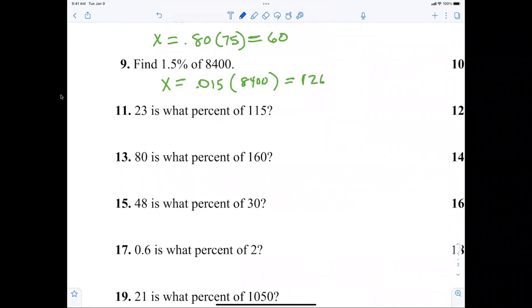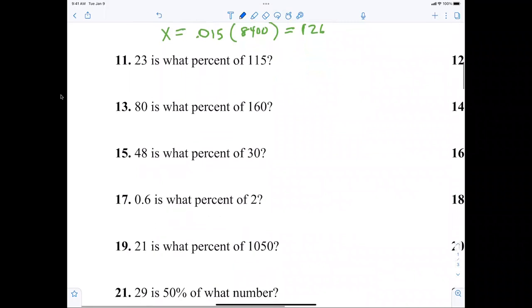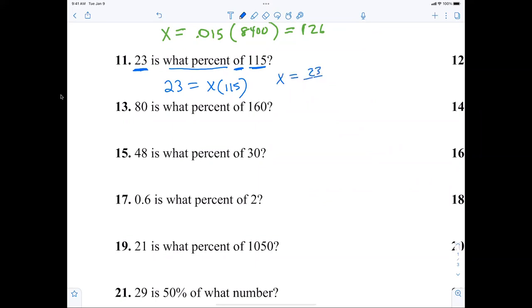But again, it's really simple. Sunshine, go ahead. Translate. The first, it says what? Is in math means what? Equals. What is your variable? Good. X. Of in math means to do what? And what am I multiplying by? Look how easy that is. Now to solve this one-step equation, all I do is do what? Division, right? So X is equal to 23 divided by 115.